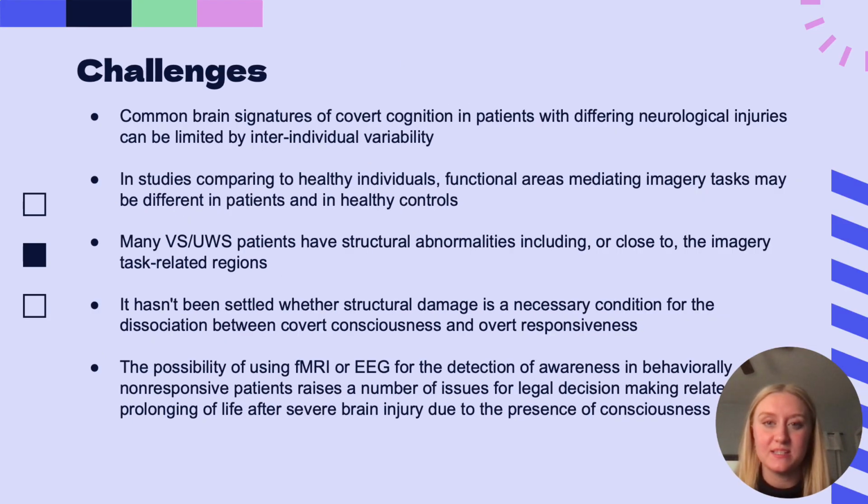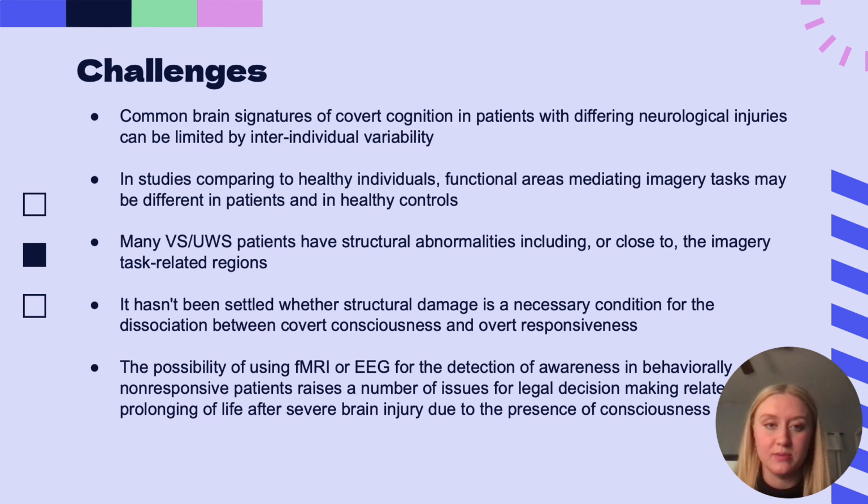Although neuroimaging provides some exciting direction and promise in the realm of consciousness, there are still some challenges it needs to face. One challenge being that common brain signatures of covert cognition in patients with differing neurological injuries can be limited by inter-individual variability, meaning every person is different, so signs of their cognition could differ as well, especially following injury. Another challenge is that in studies comparing to healthy individuals, functional areas mediating imagery tasks may be different in the patients studied as opposed to their healthy controls.